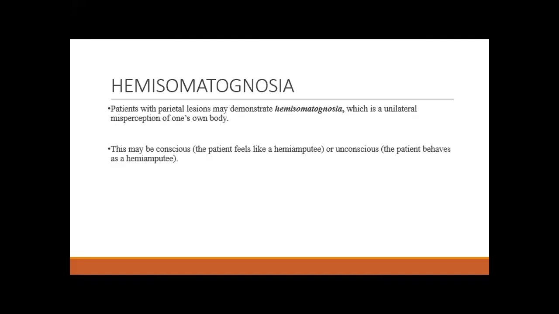Now, hemisomatognosia. Patients with parietal lesions may demonstrate hemisomatognosia, which is a unilateral misperception of one's own body. Now this may be conscious, that the patient may feel like a hemiacty, or it may be unconscious. That is, the patient will behave as if he is a hemiacty.